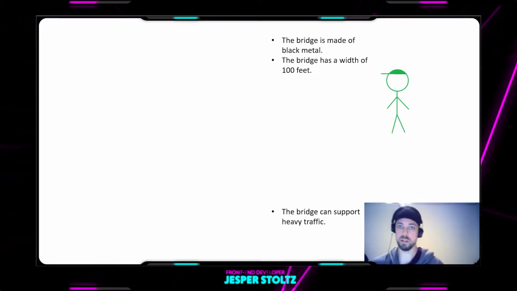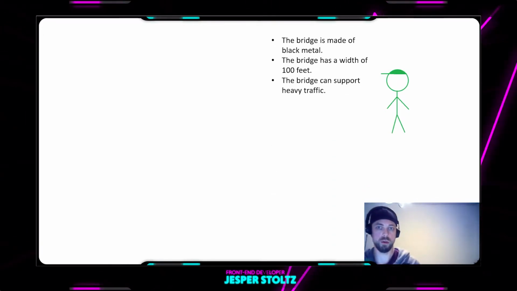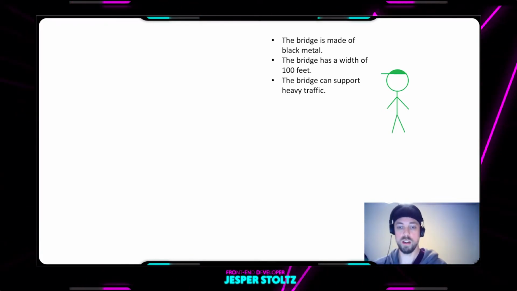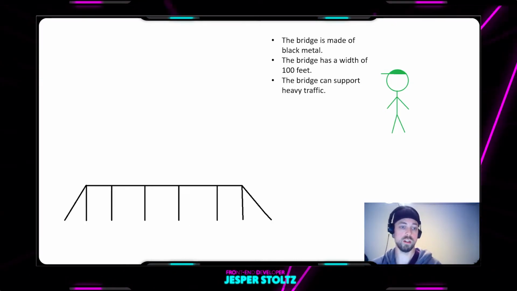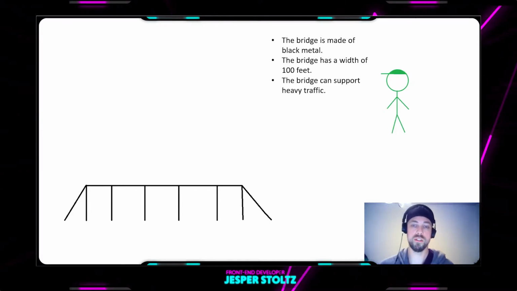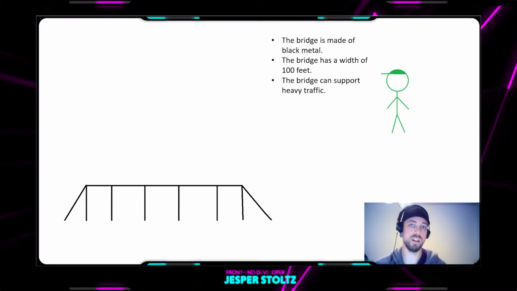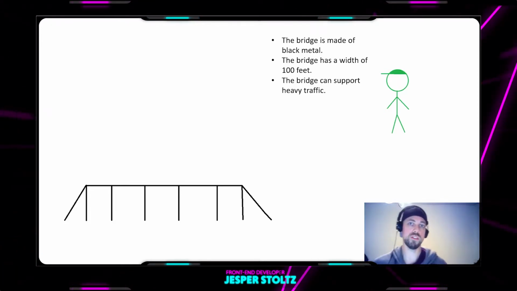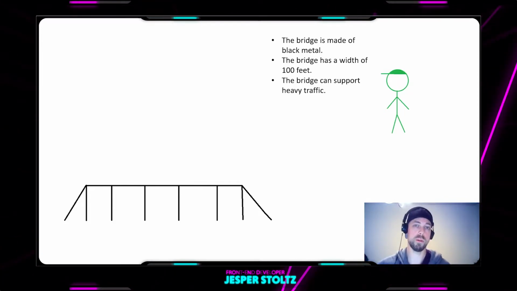The bridge is made of black metal. It should have a width of 100 feet. And it should support heavy traffic. And then, once he has this list done, he starts his actual building. And he goes through a few things and develops the bridge until it has matched all the criteria. Because if it had just reached the first two criteria and not the third, it would not actually have been complete. It would have been considered an incomplete bridge.